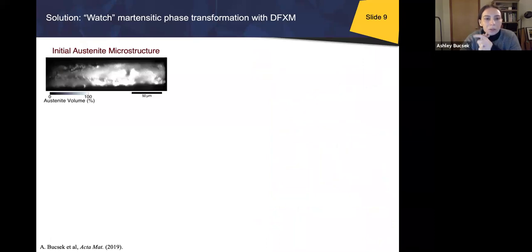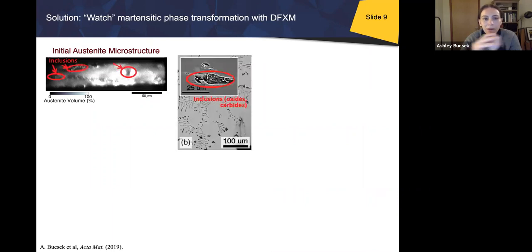So this is what the initial microstructure looks like. This is mapped by phase fraction or austenite volume. So white is 100% austenite and then black is 0%. And you can see it's in the austenite phase at room temperature, but there are some defects here. We know from postmortem microscopy that there are these inclusions in the material.